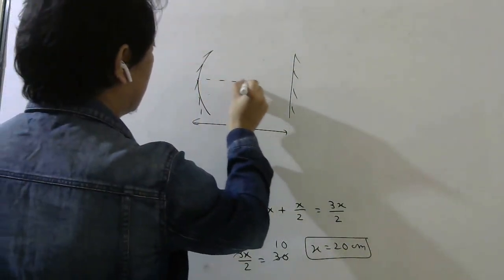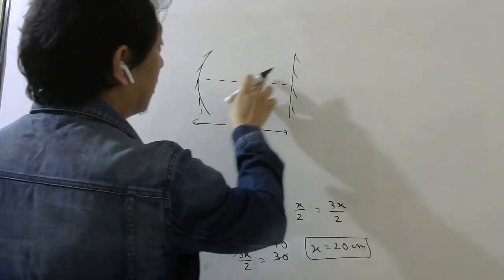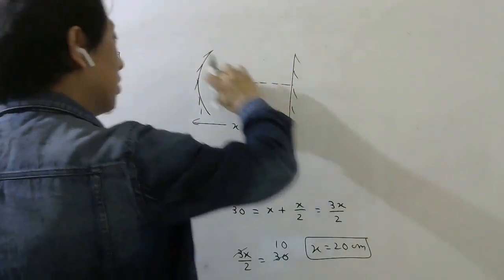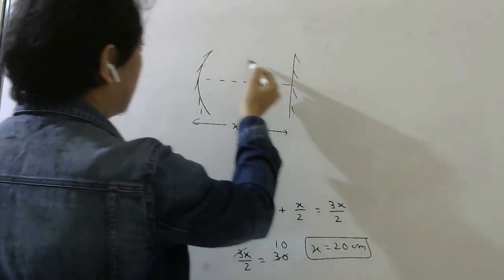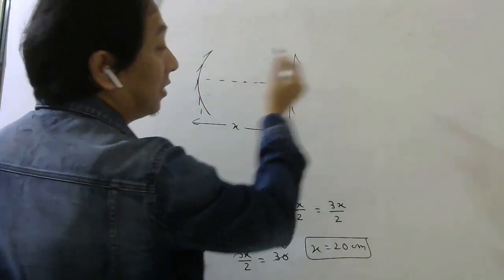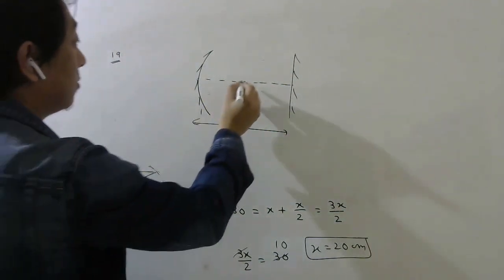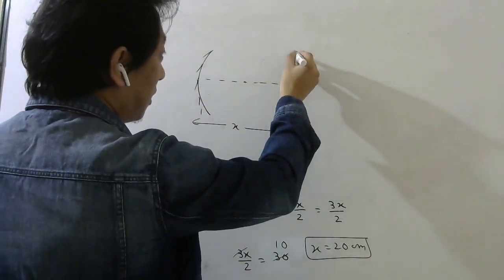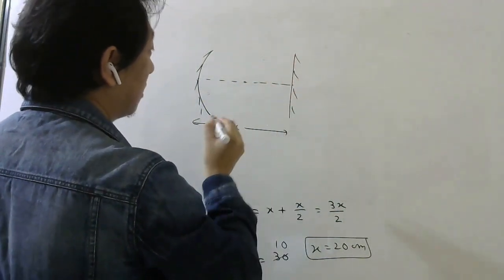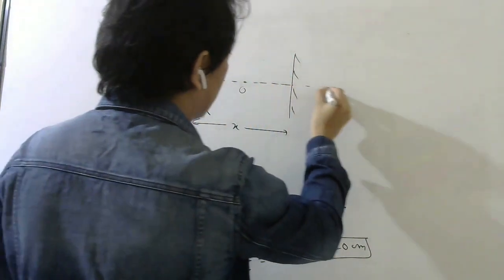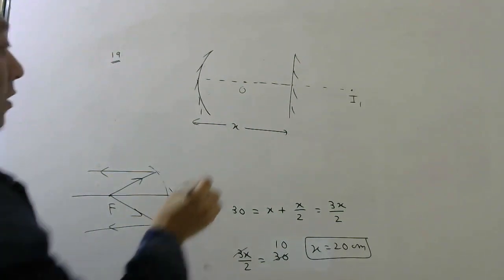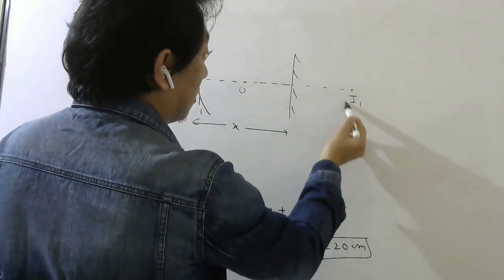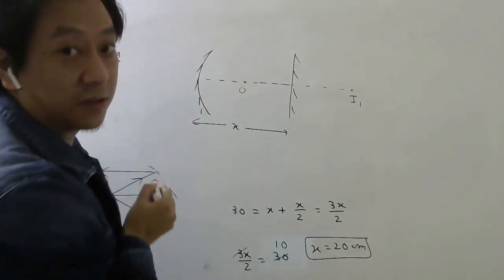Now, according to the problem, light should first hit here, then here, then here. It may go here also, but that they are not asking. So first reflection here, second reflection here, then it should be parallel there. Which means first you have to find the image made by the plane mirror. So if this is the object, the image will be the same distance behind. Then this image will act as object for this.